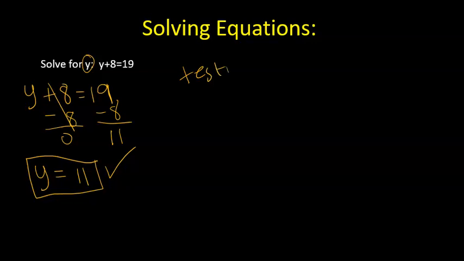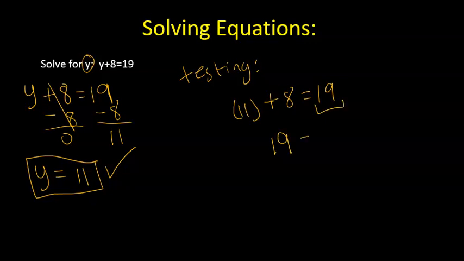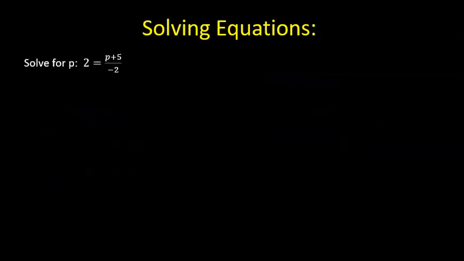Let's test it. So I have mystery plus 8 equals 19. Okay, cool. Let's see. And we were given 11. So let's see. 11 plus 8 gives me 19. And I'm going to bring down this 19. Yeah, it looks legit. It looks like we did it right. So yeah, our final answer is y equals 11. Great, wonderful. Well, let's do another one.